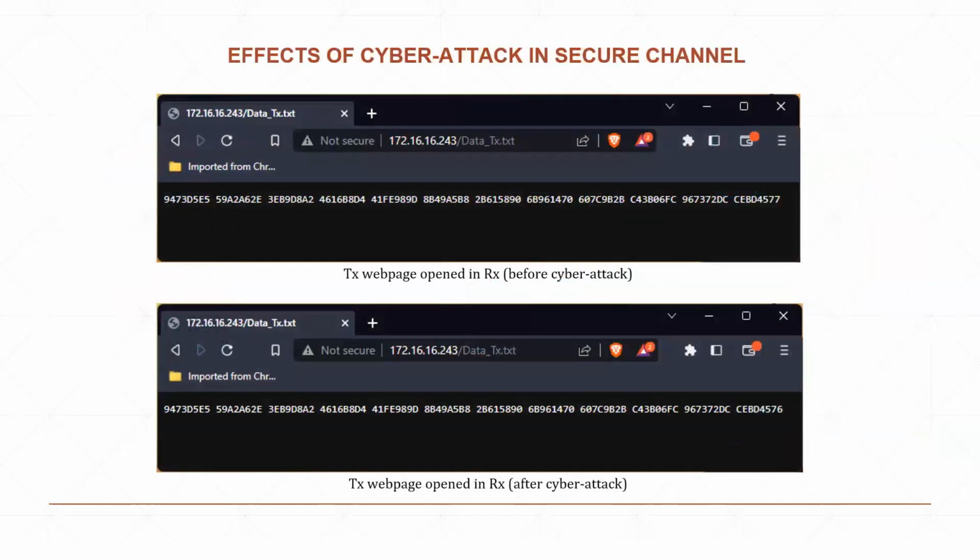This slide shows the effect of the cyber attack on the secure channel. The same process was followed to perform an attack on the secure channel. We can observe that the last hex digit is changed from 7 to 6 after the attack in the body.